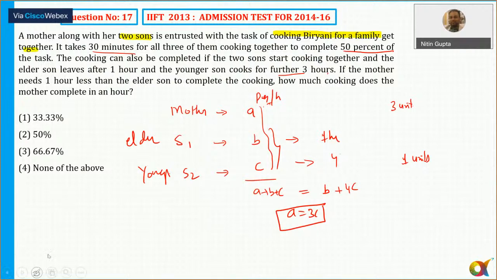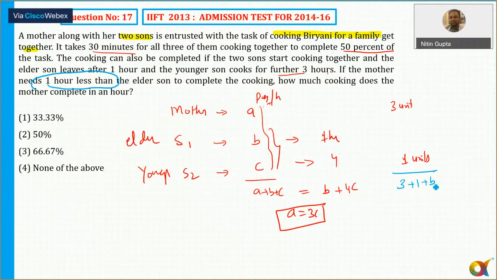If the mother needs 1 hour less than the elder, let's come to the last line. अगर मदर को अपने बड़े बेटे से 1 घंटा कम लगता है, less than the elder son to complete the cooking, how much cooking does the mother complete in an hour? अब मदर 1 घंटे में कितना काम करेगी, कितना परसेंट. तो पहले तो मुझे टोटल वर्क पता है, ठीक है ना, this is the total work, और ये भी गिवन है कि मदर को अपने बड़े बेटे से 1 घंटा कम लगता है.